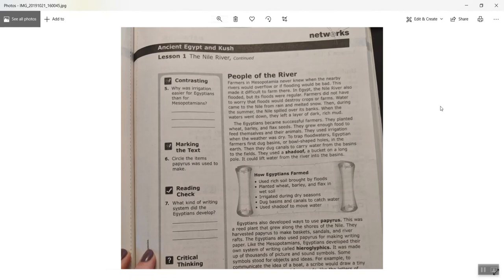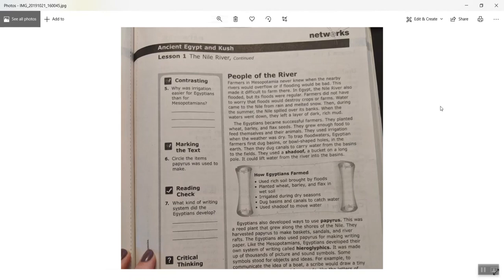So question number 5 says, why was irrigation easier for Egyptians than for Mesopotamians? Question 6 says, circle the items papyrus was used to make. So number 5 is in the first part that I read. Number 6 is coming up.